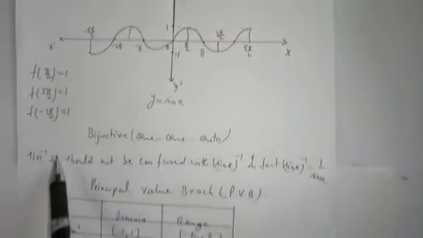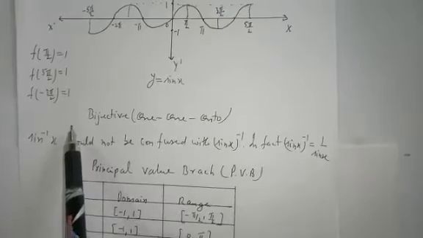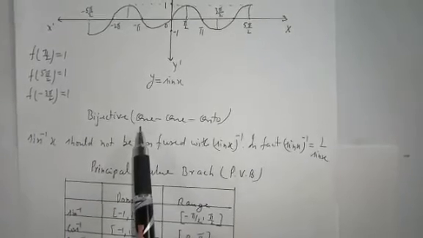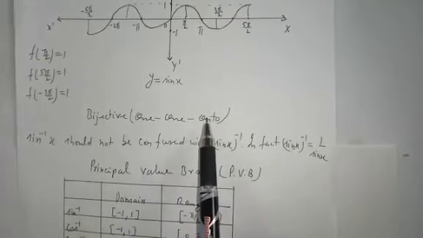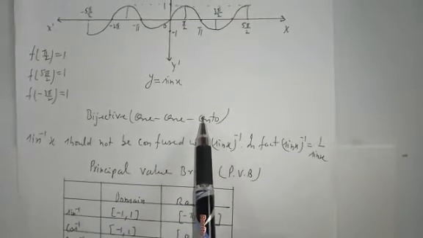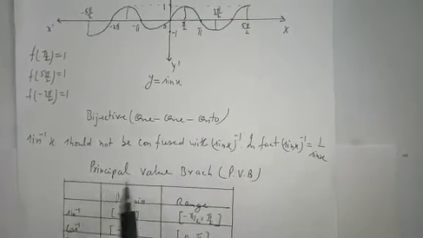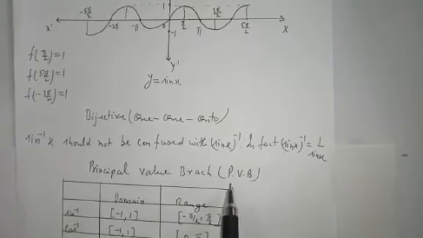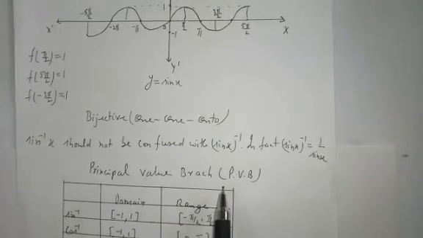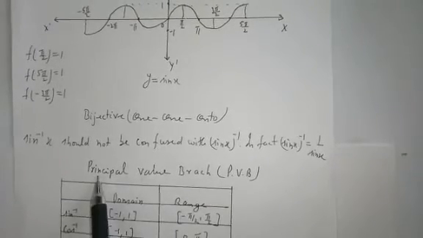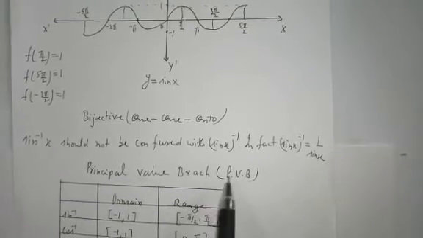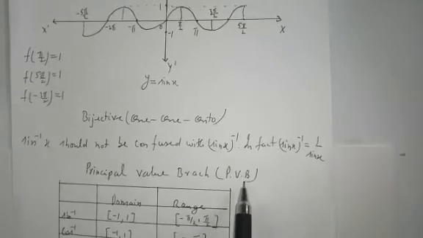So for sine to be invertible, some restrictions are required. That's why the principal value branch is required to make all the trigonometric functions invertible. In short we say PVB.